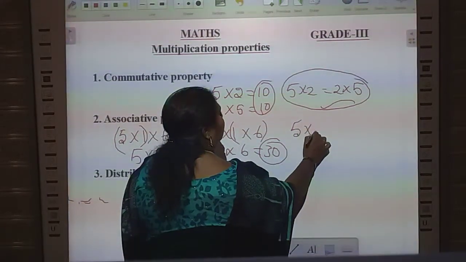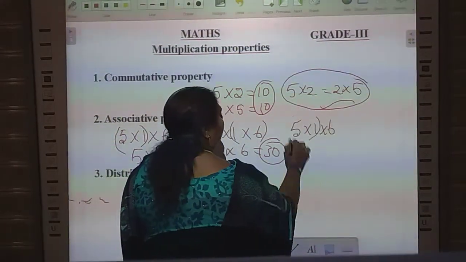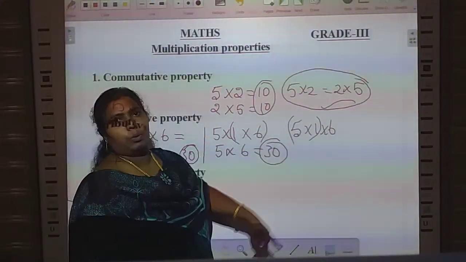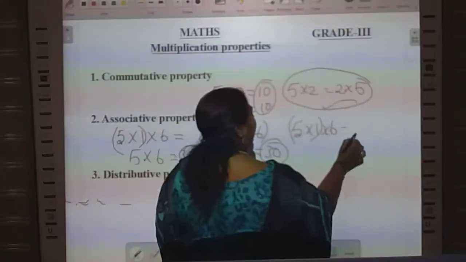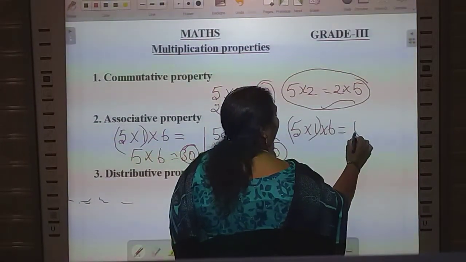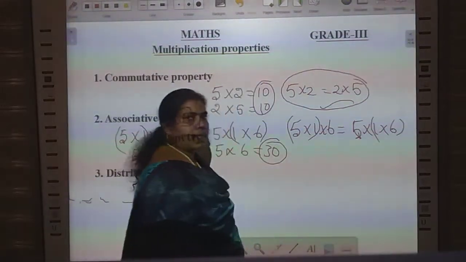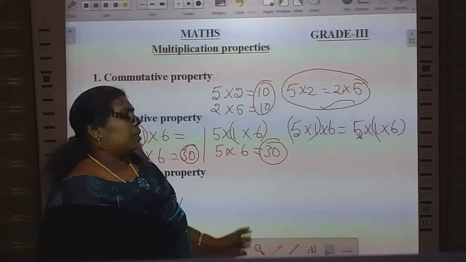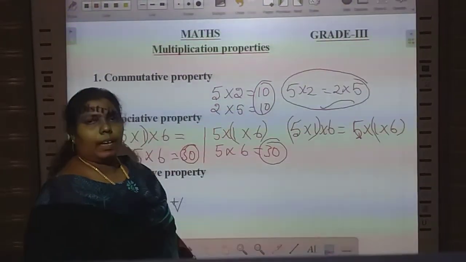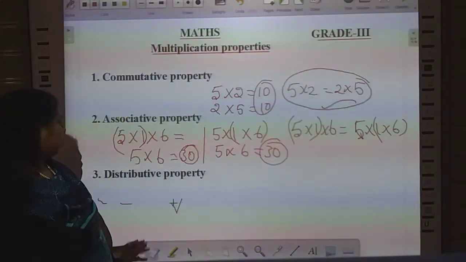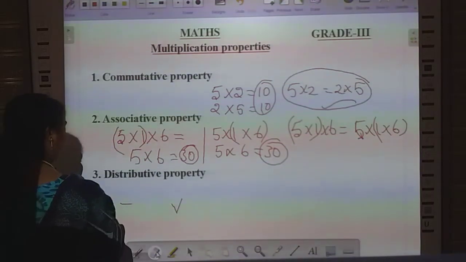That means 5 into 1 into 6 equal to, first I am using the first two numbers, right? First I multiply first two numbers. Then the second time the last two numbers, 1 into 6. So if we group differently also, we can get the product same only, right? This is associative property. The next one is distributive property.